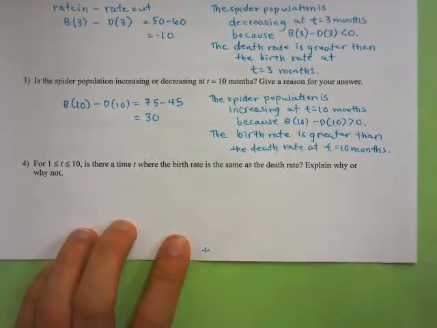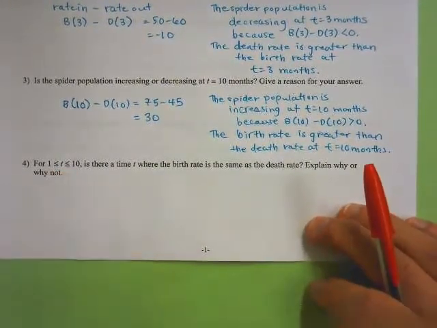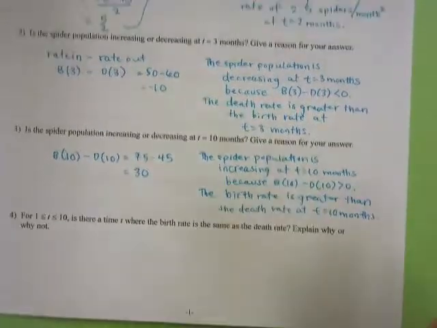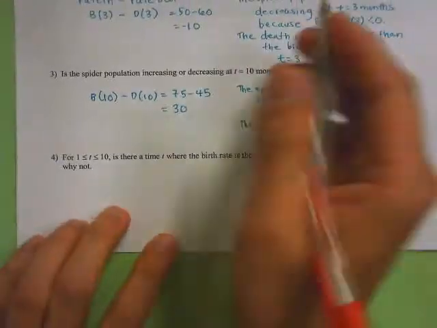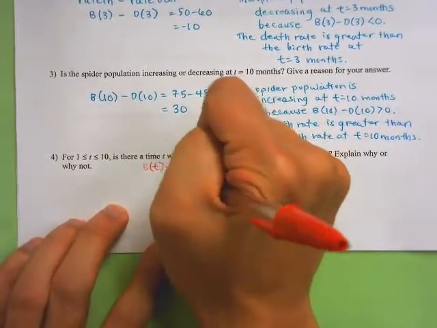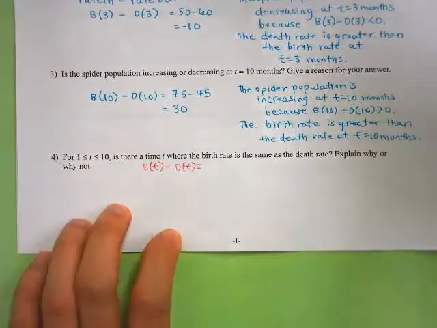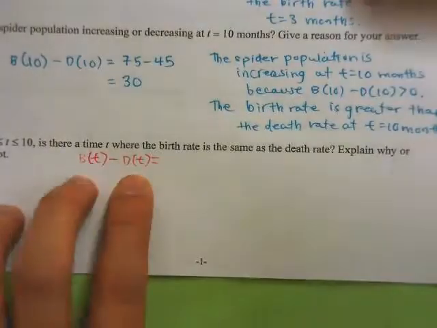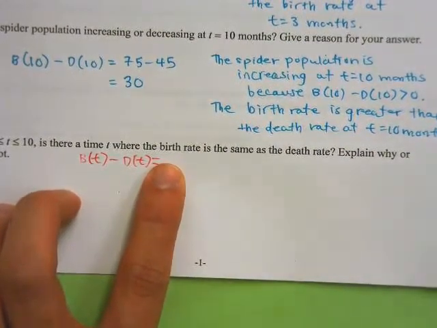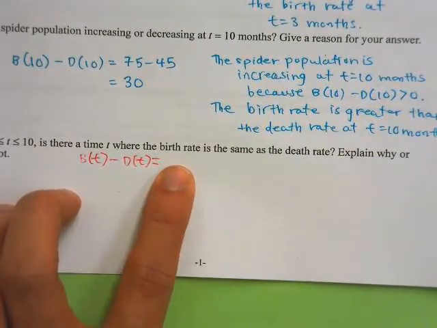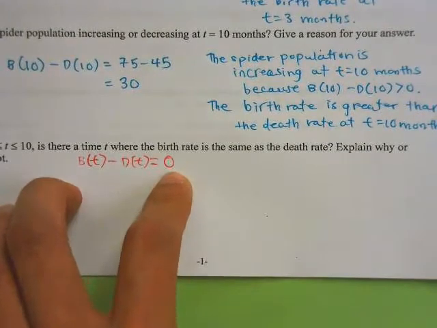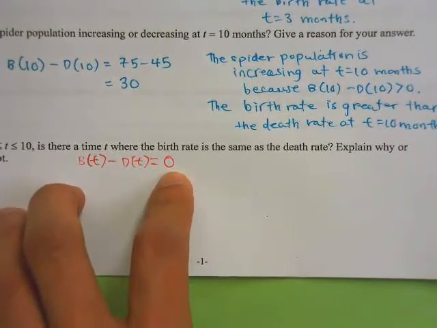Now in number 4, in between these intervals, 1 and 10, is there a time t where the birth rate is the same as the death rate? Explain why or why not. So what they're wanting us to do is show that b of t minus d of t, if they were the same rate, if we subtract them, what number should we have if they're the same rate? 0, yes. So we're trying to prove, is there a time where they're going to be the same? If we subtract them, then it's going to be 0 spiders per month.